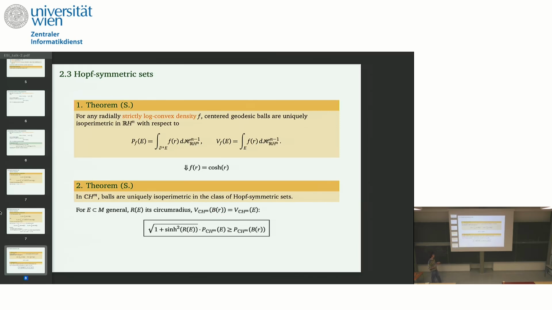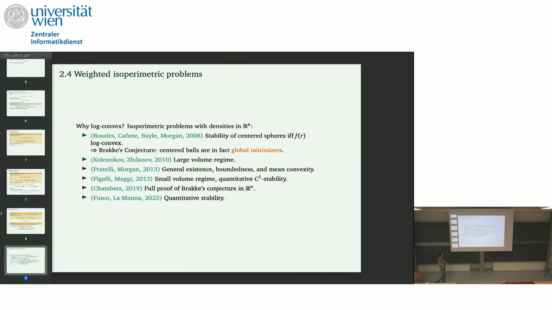Okay, so why log convex? I will not lose much time here, but of course this problem of classifying isoperimetric sets with radial weights was first introduced in the Euclidean setting, and essentially in this paper, Rosales, Cañete, Bayle, and Morgan did many things, not only this of course, but they also noticed that if you have a radial weight in the Euclidean space, spheres are infinitesimally stable if and only if that weight is log convex. Okay, and this is also true in the real hyperbolic space, by the way.